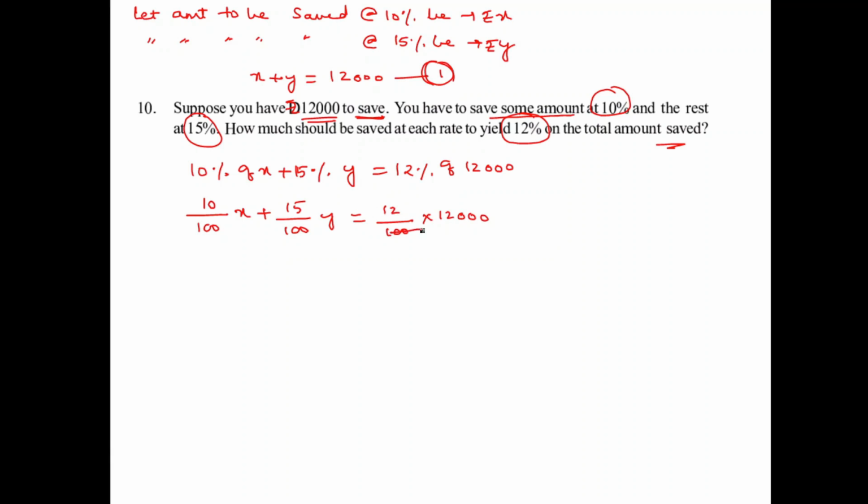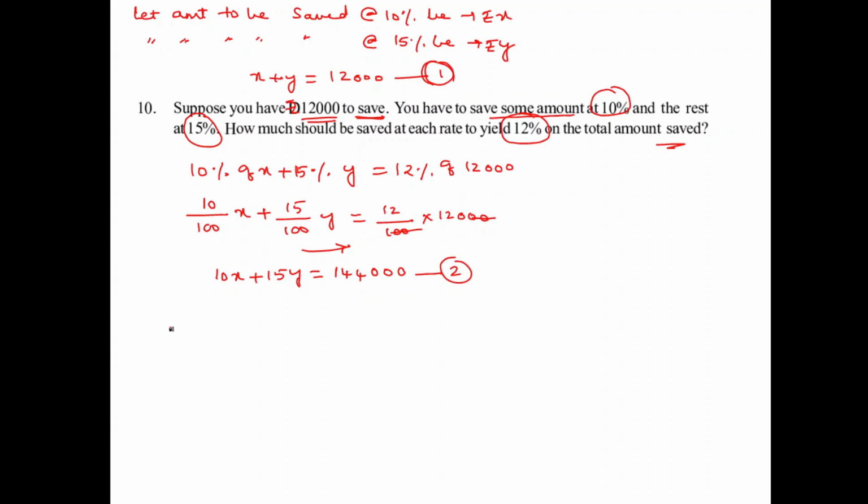So if you're solving this, cancelling the double zeros, and shifting this one to the other side, what do we get here at last? We'll get 10x plus 15y is equal to, shifting everything to the other side, 12 times 12, that is 144. Now we have triple zeros, right? Triple zeros. So this is your equation number 2.